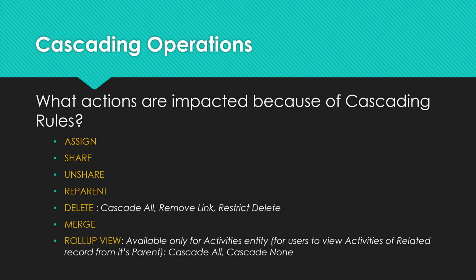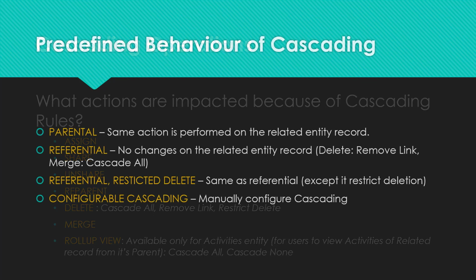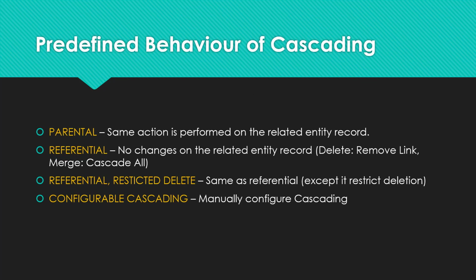So these are the four types of cascading rules. Now let us see what operations are impacted by the cascading rules. We have operations such as assign, share, unshare, reparent, delete, merge, and roll up view, which are affected by the cascading rules. In all of these operations, the rules we discussed, Cascade All, Cascade Active, Cascade User Owned, and Cascade None, are applied, except delete and roll up view. In delete you have only Cascade All, Remove Link, and Restrict Delete, and roll up view is applicable only for activity entities, where the rules that can be applied are Cascade All and Cascade None. So now you know about cascading rules and how they affect various operations.